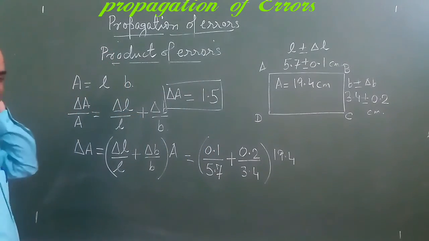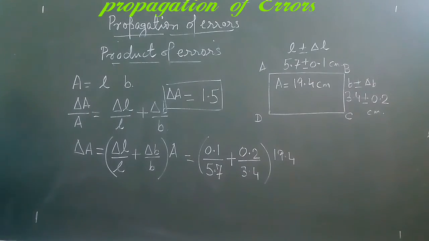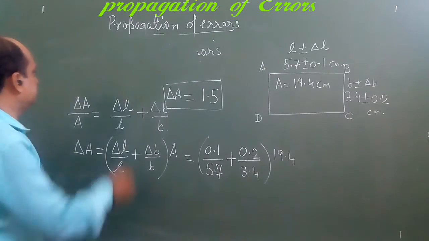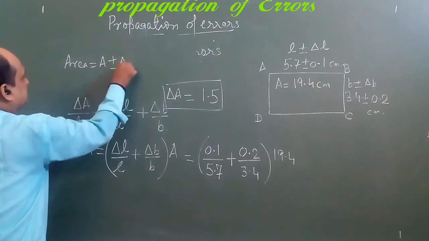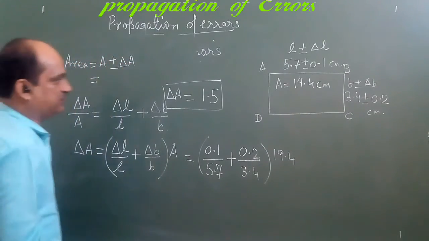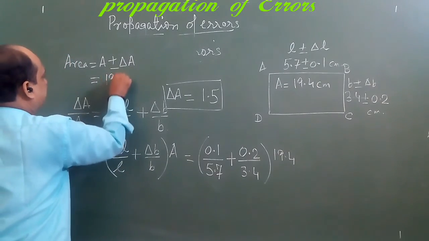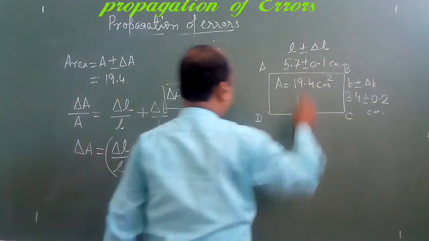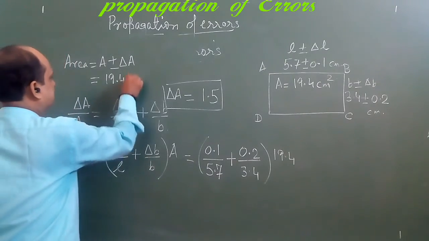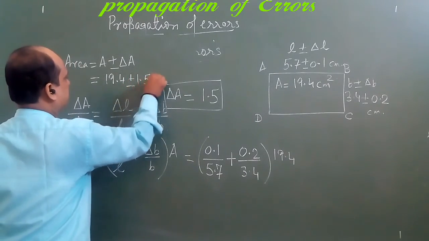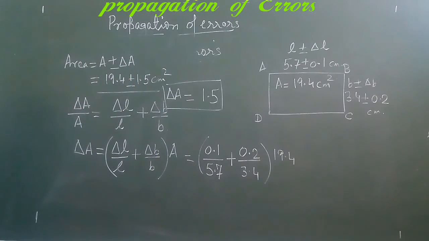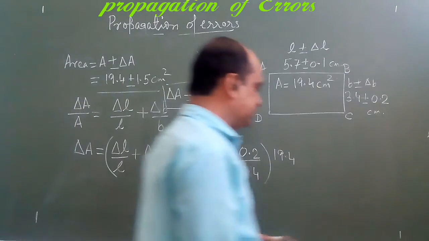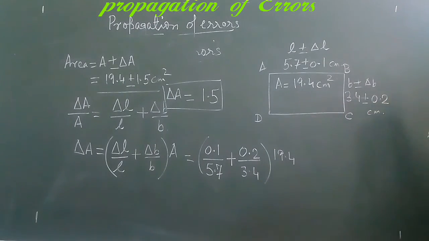Now our answer will be: area is equal to A plus minus delta A. So the area we have calculated is 19.4, plus minus 1.5 centimeter square. So this is the required area with error limit. In the next lecture, we will discuss some more examples of propagation of errors.